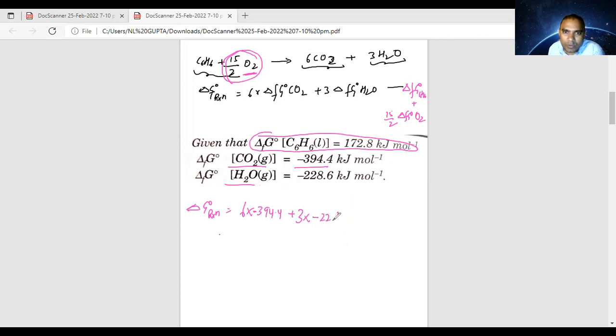Minus 228.6. Then the negative sign will come here. This is 0. So 1 into benzene. Benzene value is 172.8 plus 15 by 2 into 0, because oxygen is in the standard state. In the standard state, the enthalpy of formation is 0. So the enthalpy of formation or Gibbs free energy will be 0.